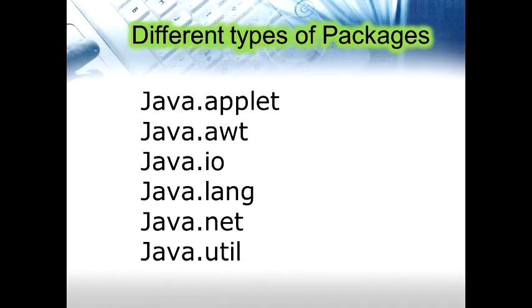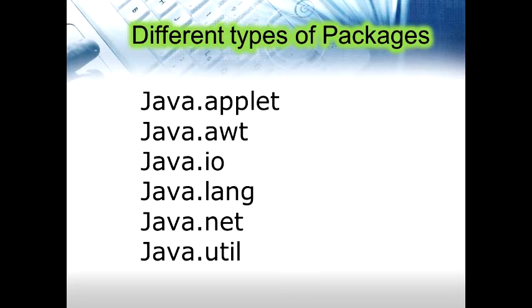Java contains an extensive library of pre-written classes you can use in your programs. These classes are divided into groups called packages. Various packages included in Java are java.applet, which is used for Java applet packages, and java.awt, the Abstract Window Toolkit package.